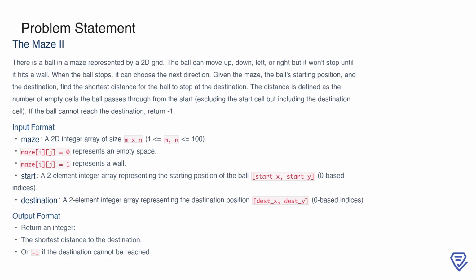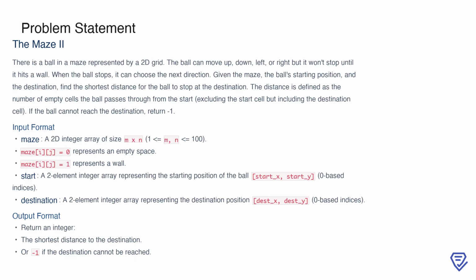Our goal is to determine the shortest distance the ball must travel to reach a given destination position in the maze. The distance is defined as the total number of empty cells the ball passes through, excluding the starting cell but including the destination cell. If it's not possible for the ball to reach the destination, we return -1.